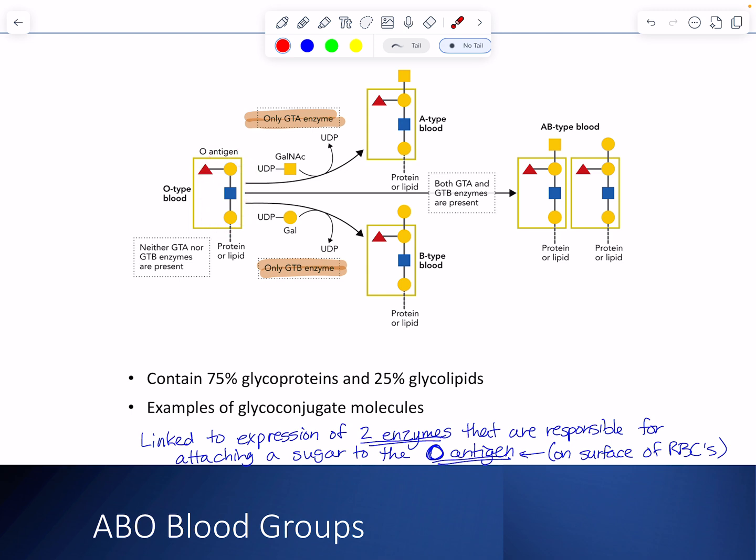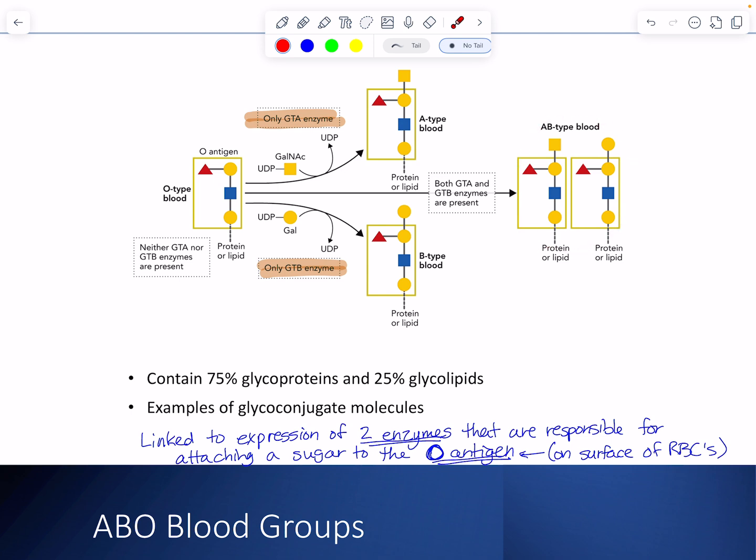Now, if we have this GTA enzyme, we will get a modification that adds an acetylglucosamine to that O antigen. If we have the GTB enzyme, instead of an acetylglucosamine, what we're going to have is a galactose there. And if you possess both enzymes, some of your molecules will have galactose and some will have an acetylglucosamine. So you will have both of those.